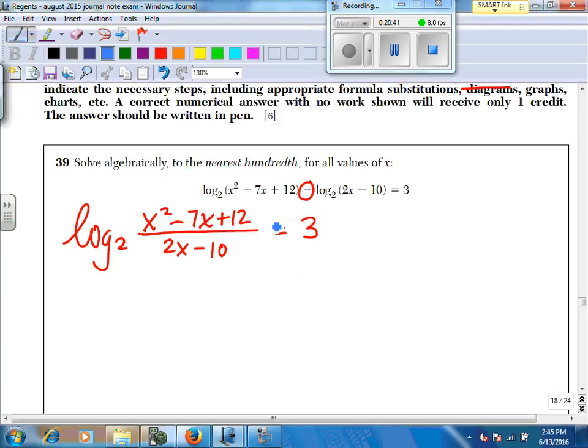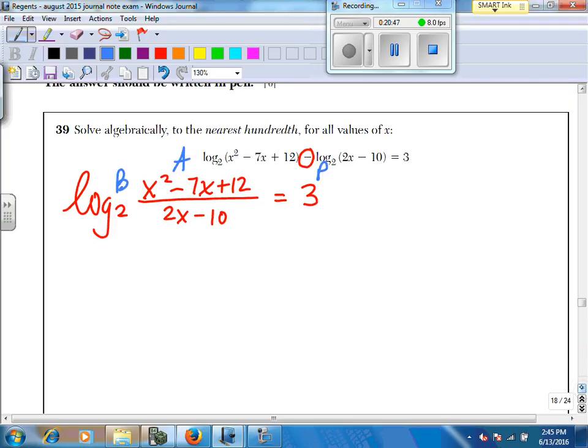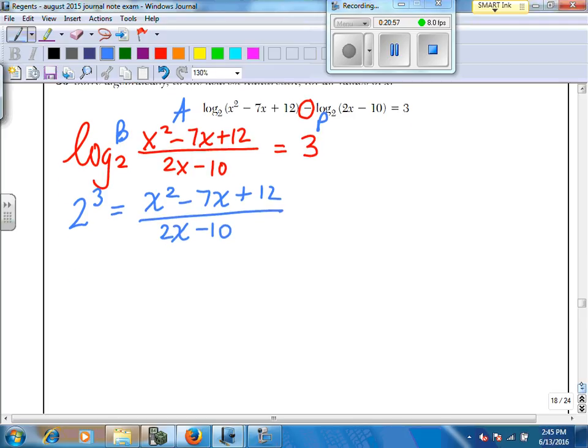We have a log on one side, we don't have a log on the other. So we need to change this into exponential form, which means we need to BAP it out. Our base is 2, our power is 3, and our answer is this. 2 to the third is 8. So we get 8 equals all that stuff. Oops, why am I putting a 2 there? 7x. So now we can put this over 1 and cross multiply.